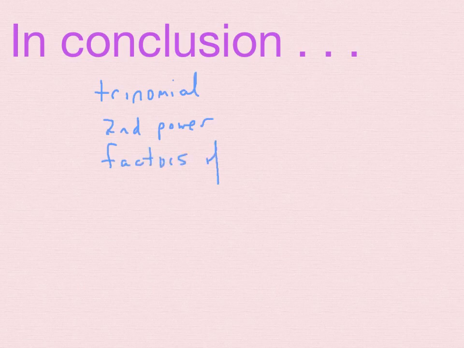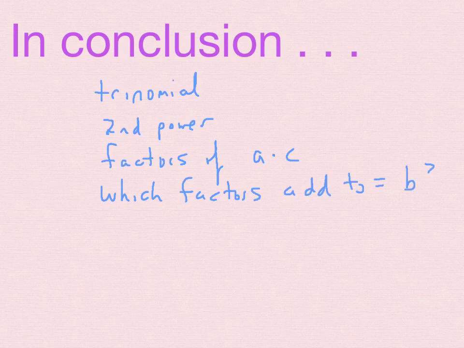In conclusion, I know this looks like a lot of work, but the more you practice it, the easier it'll get. Remember, you are looking for trinomials. The variable should only be to the second power. You have to think about factors of a times c, and then which factors will add to equal the b value. And then you've just got to set up your parentheses and go.